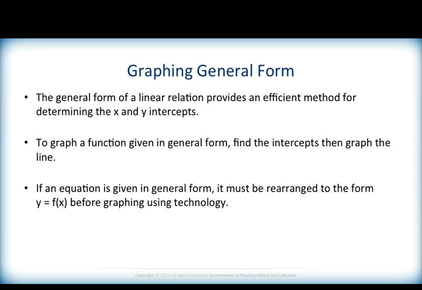Graphing general form. General form of a linear relation produces an efficient method for determining the x and the y intercepts. To graph a function given in general form, you must find the intercepts of the graph, find the x-intercept and the y-intercept, and then you can use those coordinate points produced to graph the line.